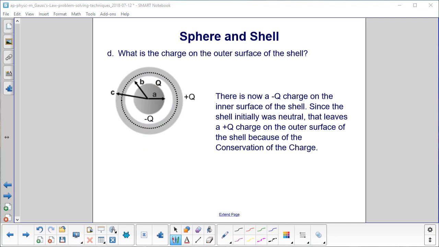What is the charge on the outer surface of the shell? We now have a negative Q on the inner surface. But the original charge of the shell was 0. Because of conservation of charge, it has to remain at 0. So how do you do that? The negative charge here is balanced by a positive charge on the outside. The negative charges that moved in here to the inner surface left behind positive of equal magnitude. So the answer is plus Q on the outer, minus Q on the inner.